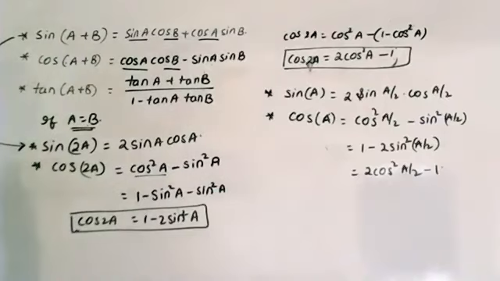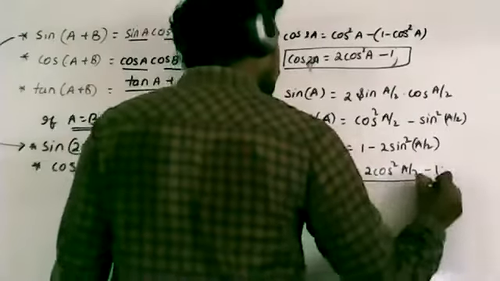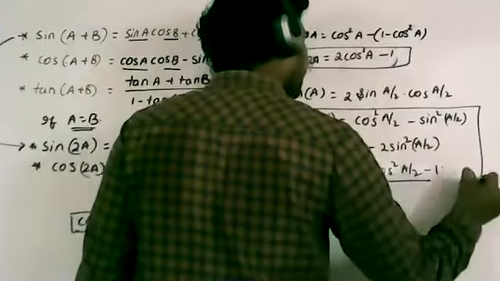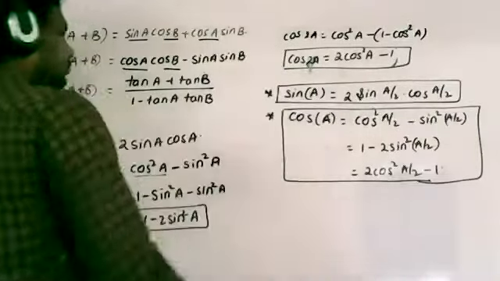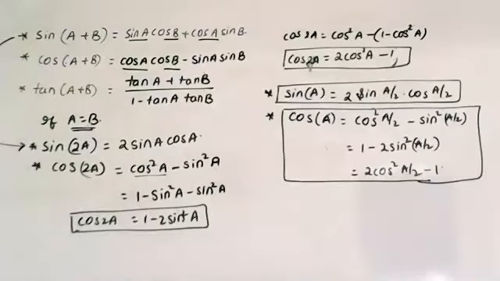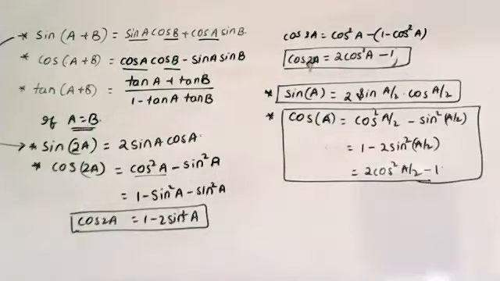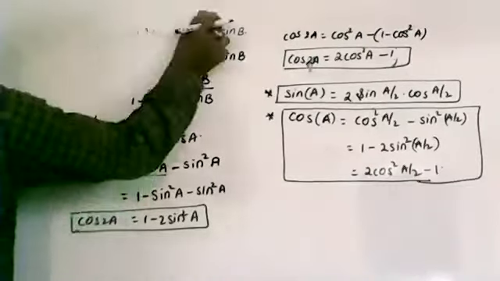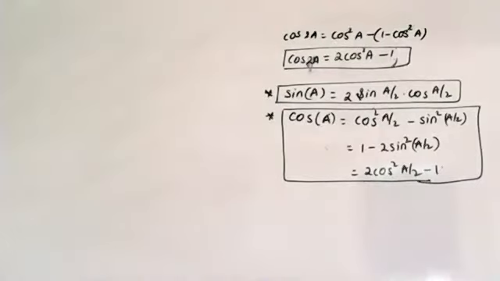Now shall I move to the next point? So these three are the formulas for cos A. And this is the formula for sin. Now I'll go for the next point. For example, I will take this value, that is cos A. So cos A is equal to 1 minus 2 sin square A by 2.